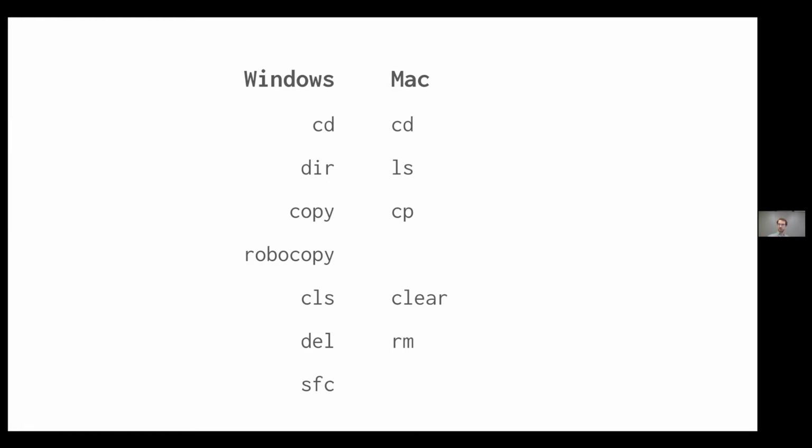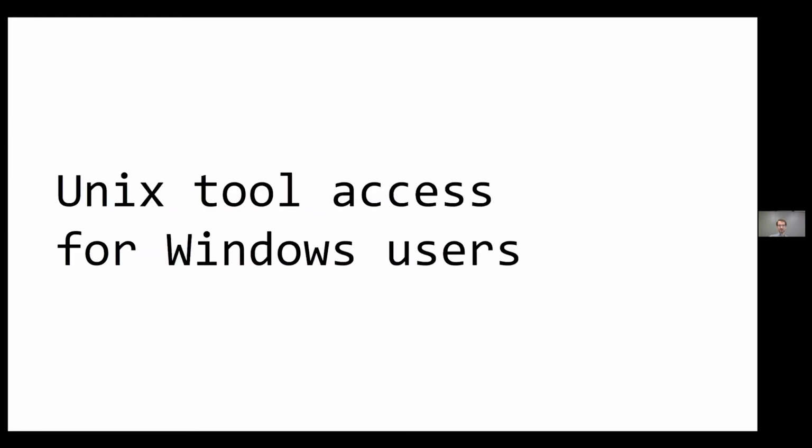Cls and clear, those just clear the screen. I'll show you an example of that when I do a little hands-on, but it just clears the contents of your terminal or your command line screen. Delete and RM, or del and RM, that's for removing or deleting files or directories. And I threw SFC on the end for Windows, and I don't know if I should have, it doesn't really fit here, but it's for checking your file system in Windows. It's a useful utility. And yeah, I don't think I should have included it on there, but that's okay.